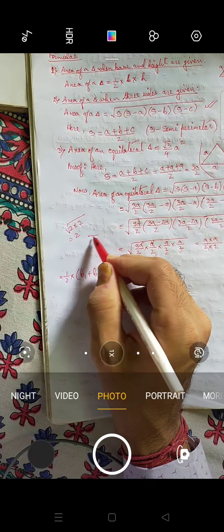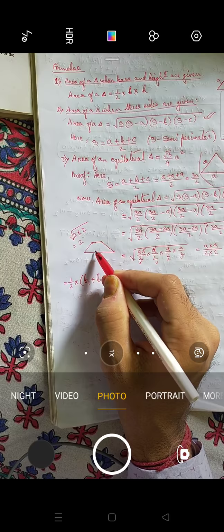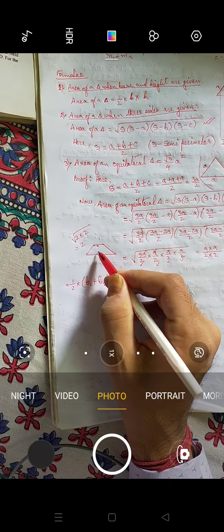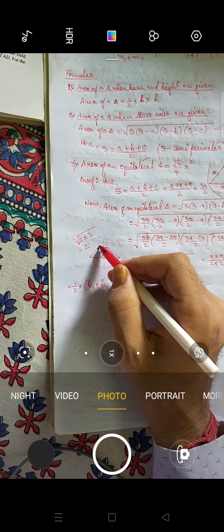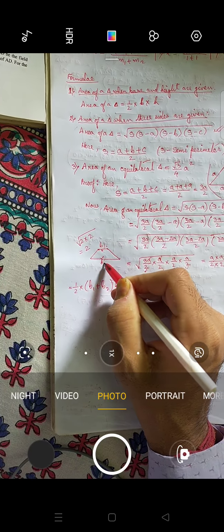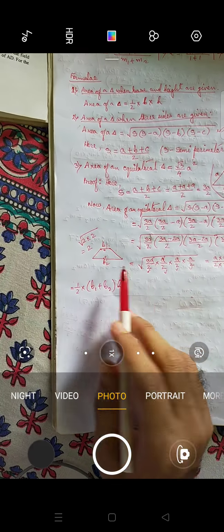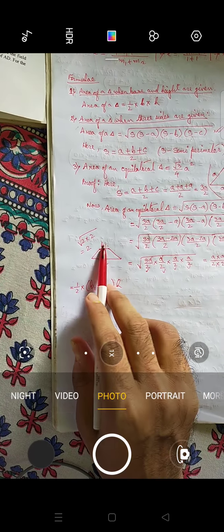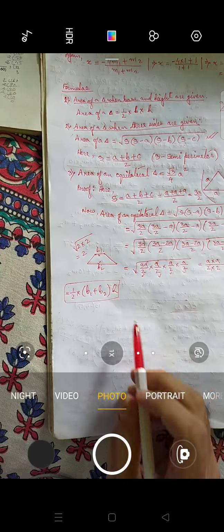Now this is a trapezium. This and this are the parallel sides. So the parallel sides are known as b1 and b2. You can take this one as b1 and this one as b2, or you can take this as b1 and this as b2, your choice. So half into b1 plus b2 into h. This is the area of a trapezium.